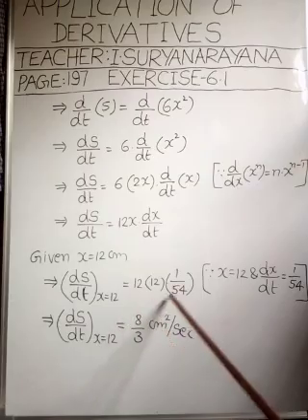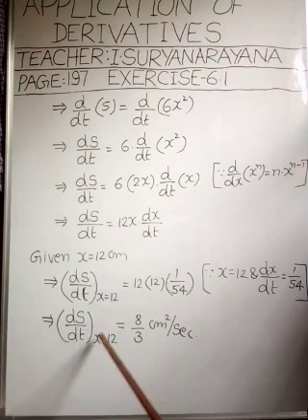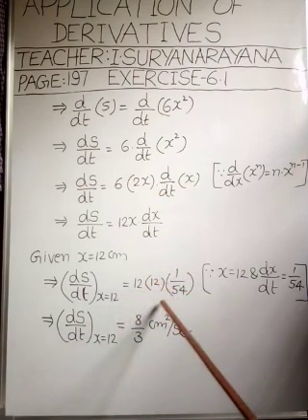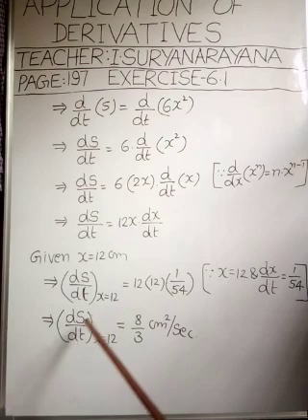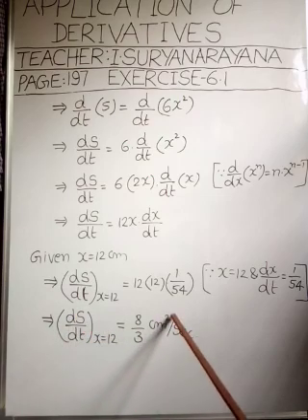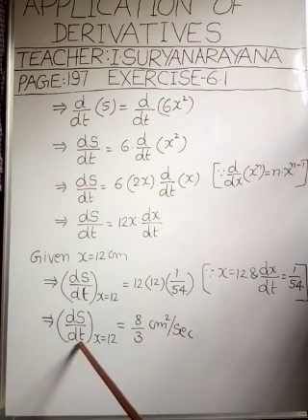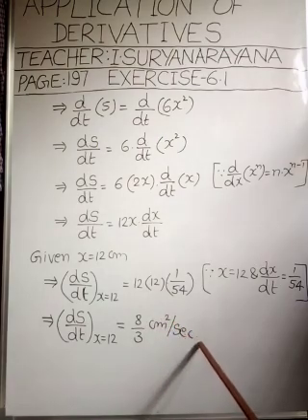RHS. Understood this step, my children? Right. This implies dS by dt at x is equal to 12 is equal to, by simplifying these numbers, we get 8 by 3. We got numerically 8 by 3. After that, we have to write units. What are the units to denote the surface area? Centimeter square, square units. So centimeter square per, here what are the units to denote the time? Seconds. So centimeter square per second. Understood this step, my children? Right.